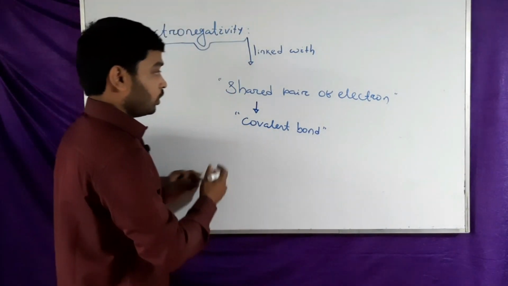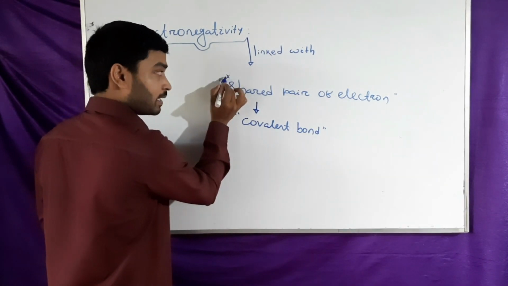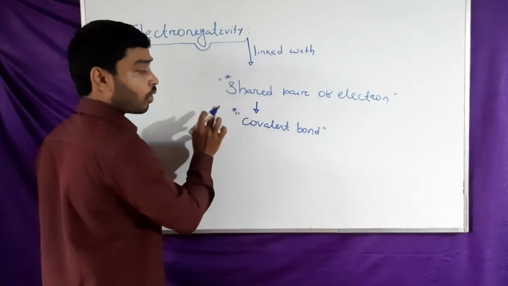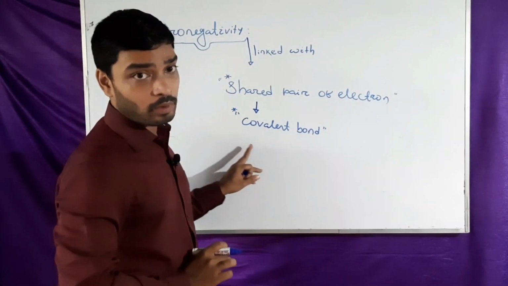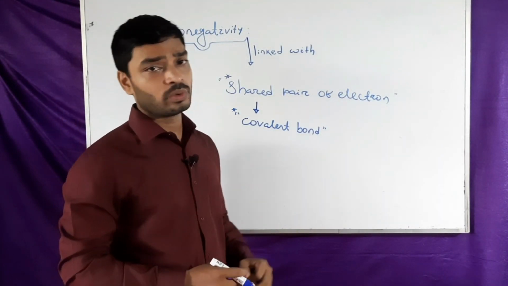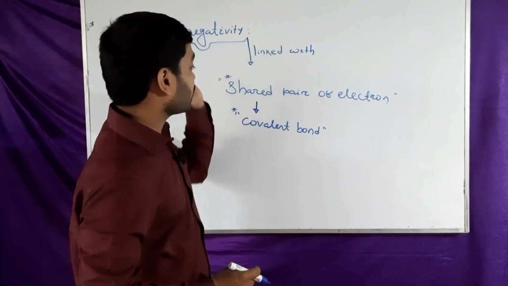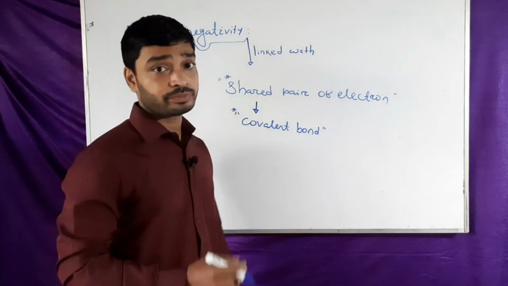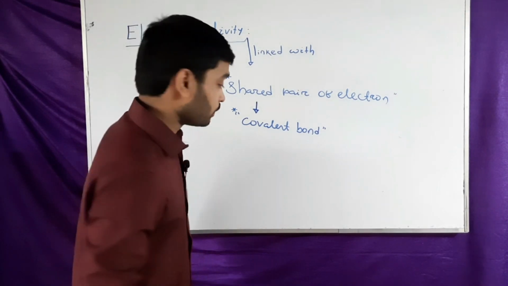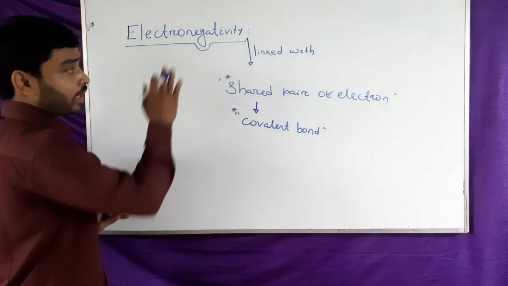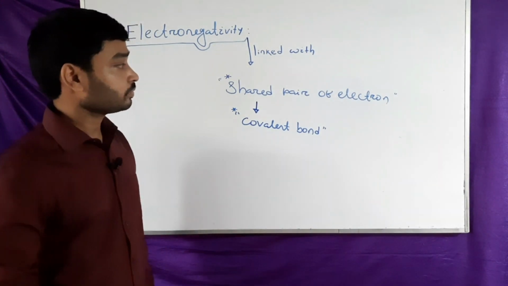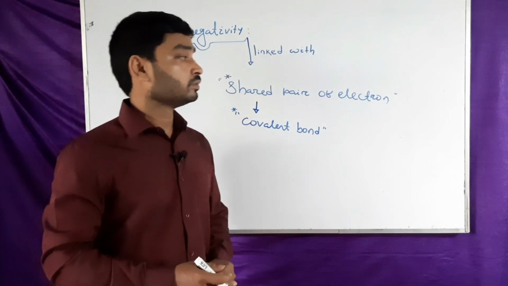So we learned now what is share pair electron, and its position in which type of bond. There are different types of bond, and electronegativity is related to covalent bond. So let's understand the concept with an example. So you write it down first. After that we will go to the example. Write it first.